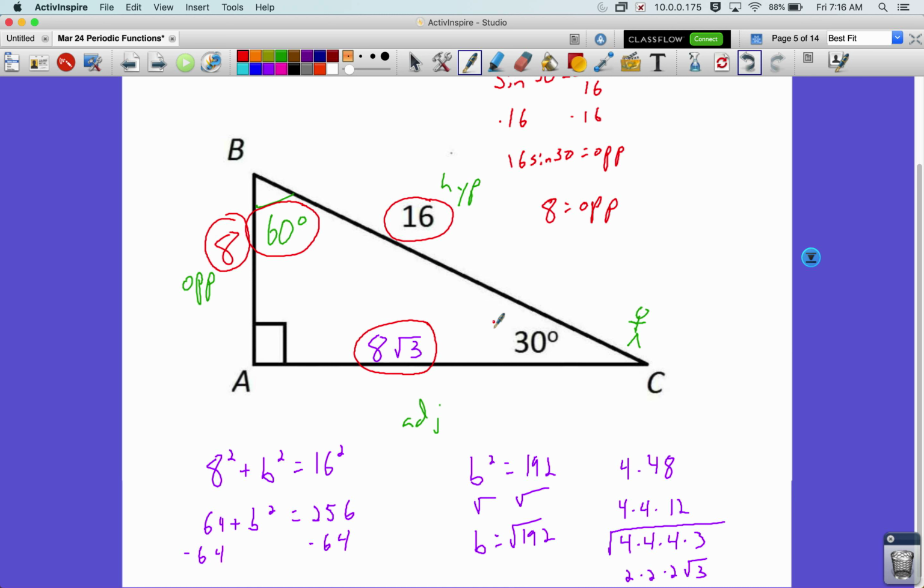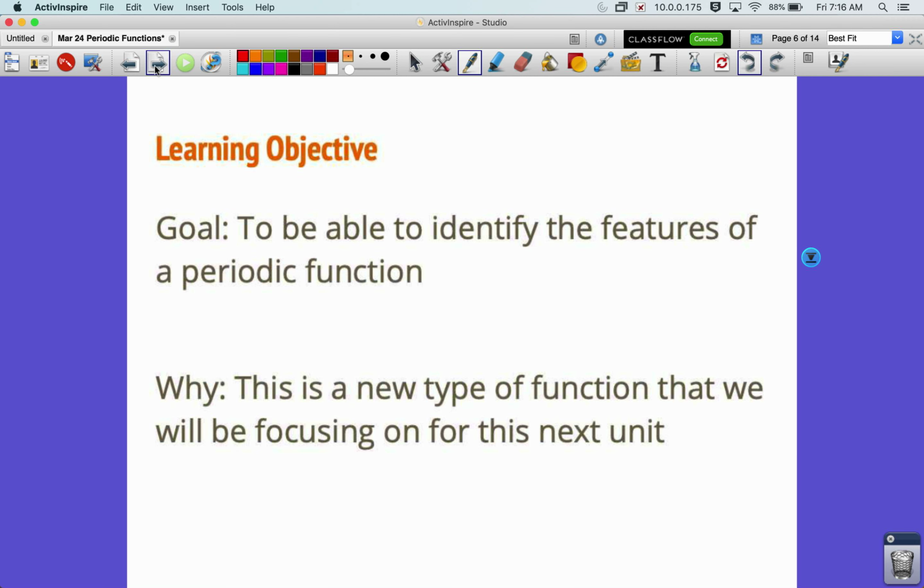Soon we're going to learn about special triangles. This 30, 60, 90 triangle is one of our special triangles, which will make finding these side lengths a little bit quicker. But for right now, we can find everything just using triangle sum postulate, Pythagorean theorem, and some trig operations. All right, goal for this lesson is to be able to identify the features of a periodic function. Why are we doing this? This is a new type of function that we'll be focusing on for this next unit.